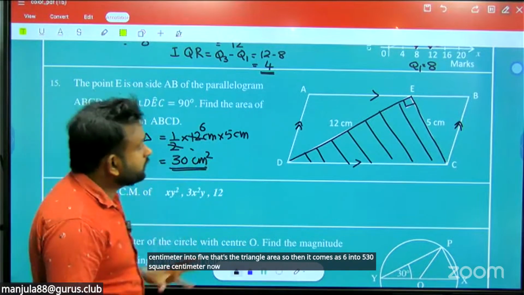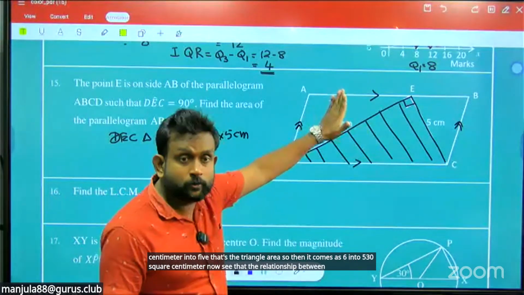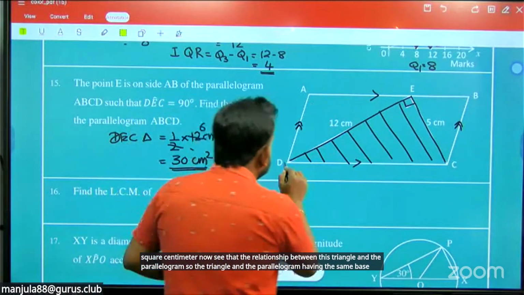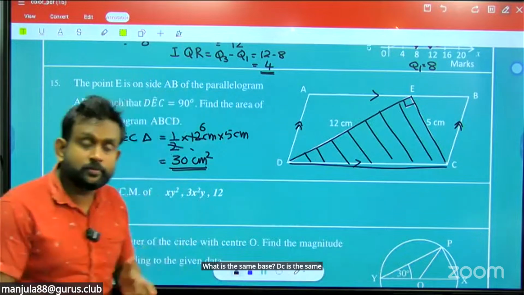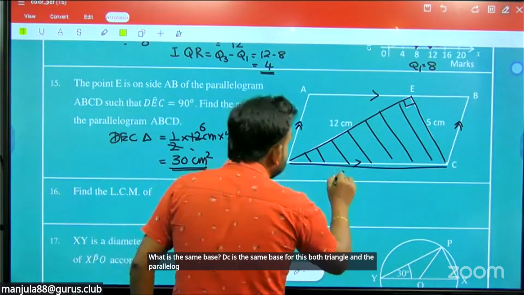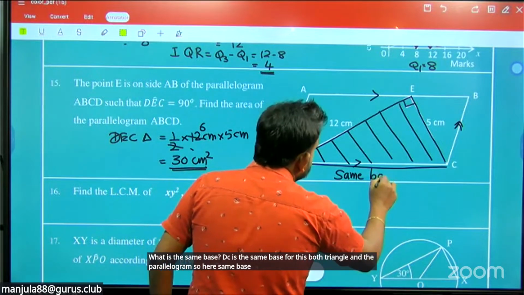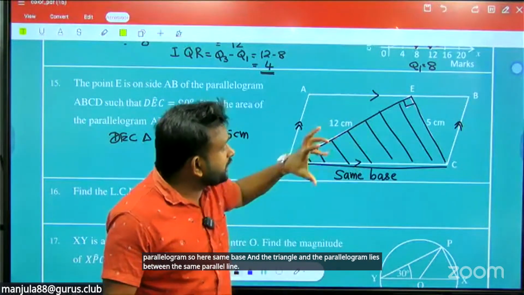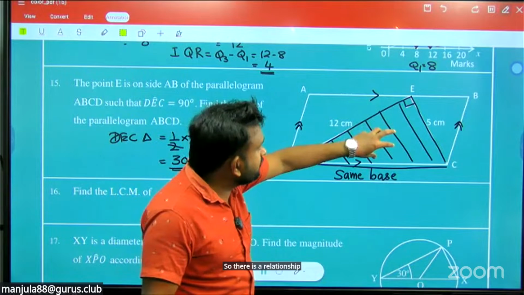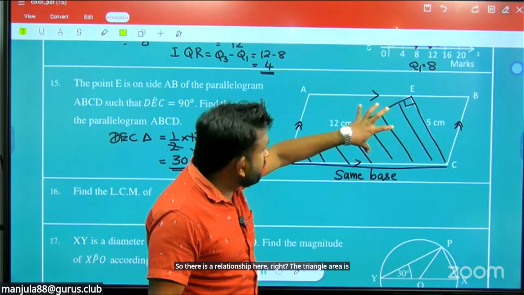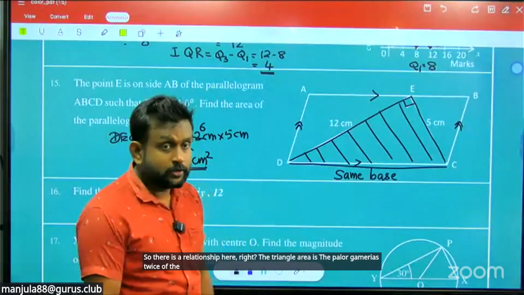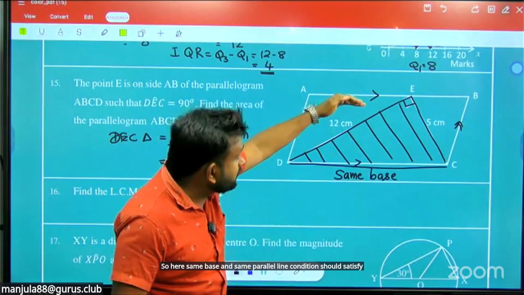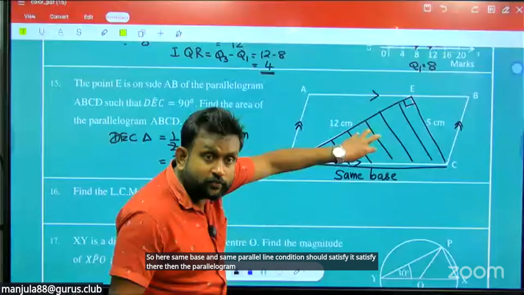Now see the relationship between this triangle and the parallelogram. The triangle and the parallelogram have the same base. What is the same base? DC is the same base for both the triangle and the parallelogram. So here the same base, and the triangle and the parallelogram lie between the same parallel lines. So there is a relationship here, right? The parallelogram area is twice the triangle area. So here the same base and same parallel line condition should be satisfied. It is satisfied there. Then the parallelogram area is twice this triangle area.